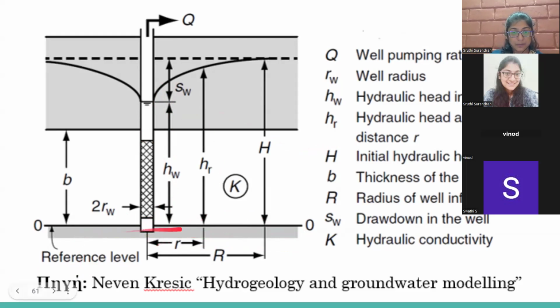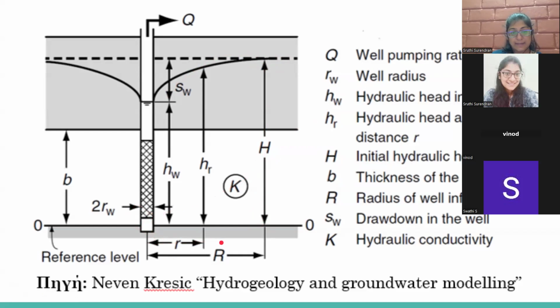This is the radius of influence. You can see that this is the farthest point at which the drawdown curve is becoming horizontal. So that is called the radius of influence. And the height of the water at that level is called the initial hydraulic head. That is, initially before the pumping starts, water will be at this level. So the height of water at that point is depicted by capital H. RW is nothing but the radius of the well.